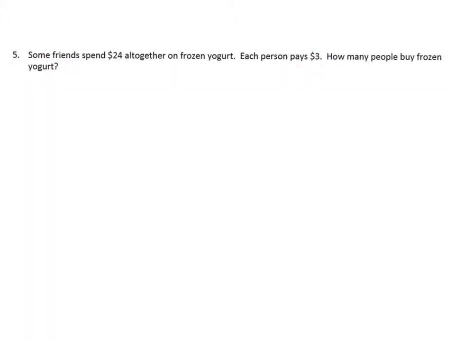Let's take a look at number 5. It says some friends spend $24 all together on frozen yogurt. Each person pays $3. How many people buy frozen yogurt? Why don't you go ahead and solve this problem on your own? Remember, you can draw a picture to help solve. You can use a tape diagram if you would like, or you can write down your threes until you get to 24. Don't forget to pause the video while you work and then replay when you are ready.